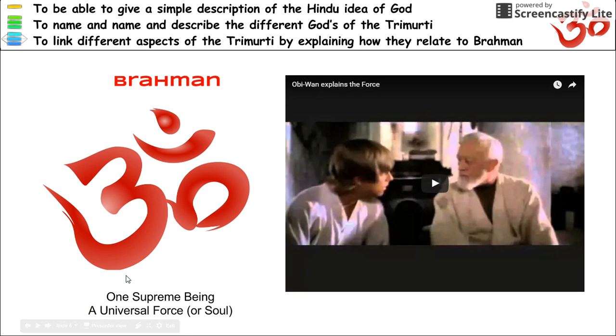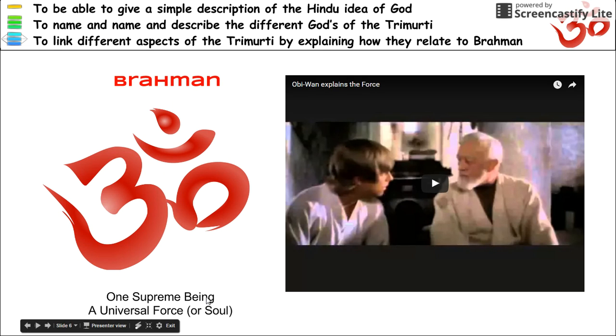Now that's the same in Hinduism. Can you see that symbol again? It's the same. Now this is their complicated symbol, and this represents not H2O, but Brahman. It's called Om, this symbol, O-M, and it represents Brahman. Now, Brahman is their one supreme being.